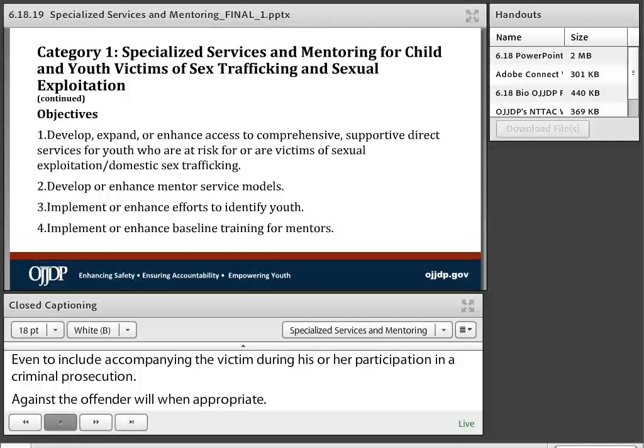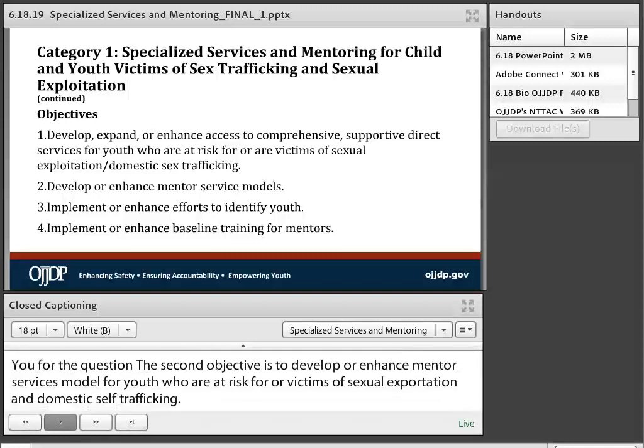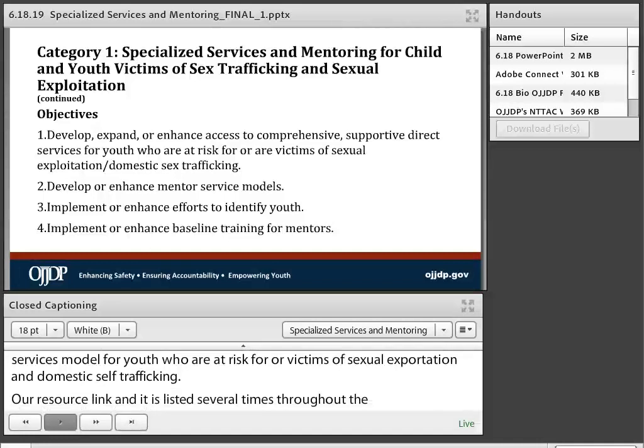The second objective listed here is to develop or enhance mentoring service models for youth who are at risk for or are victims of sexual exploitation, domestic sex trafficking. At the end, in our resource link, and it's listed several times throughout the solicitation, is a link to OJJDP's National Mentoring Resource Center website. And this is an excellent resource for you to determine how to integrate the elements of effective practice for mentoring into your program models. So for this category, that's a great resource.